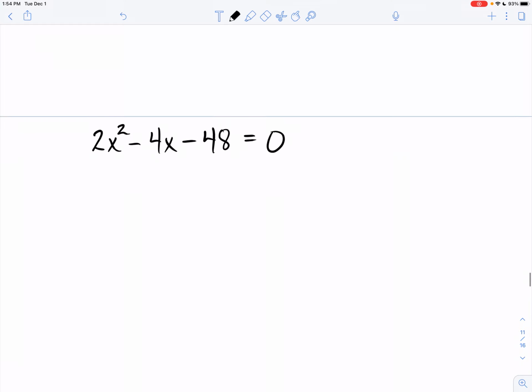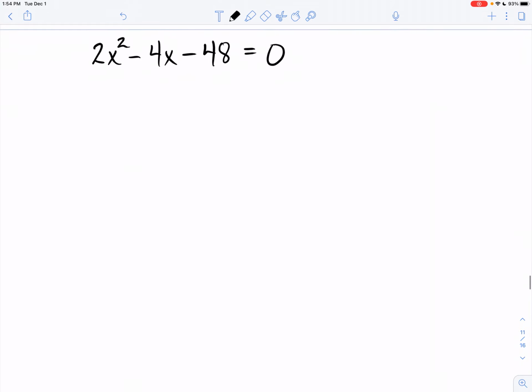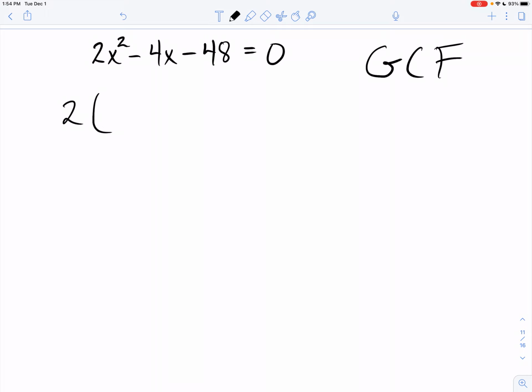So let's take a look at this one. Do you guys see the GCF in there? There is. This one has a greatest common factor. It's a 2. 2 goes into everything there. So let's build it backwards. 2 times x squared, that's 2x squared. Minus 2 times 2x, that's 4x. Minus, what is that, 24? Yeah, that's 24.